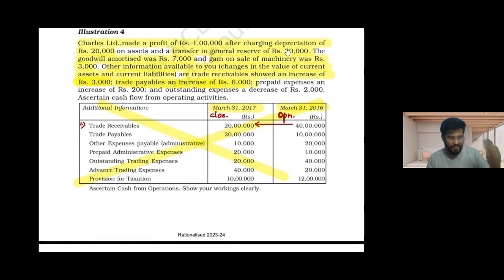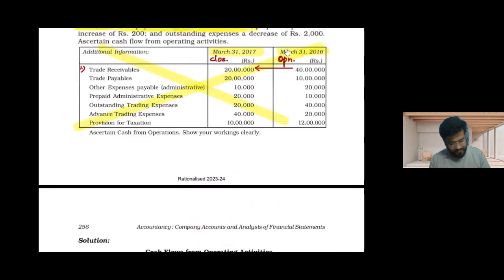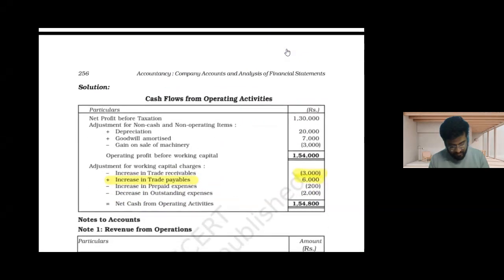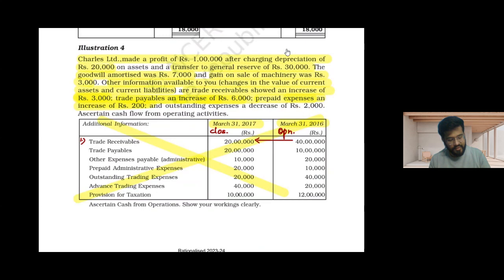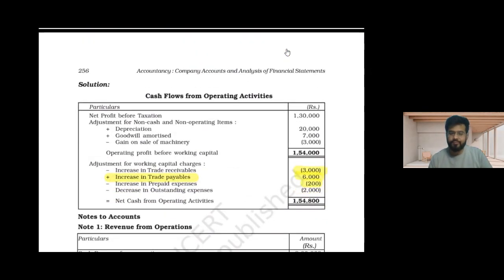Then we have trade payables has an increase of 6,000. So if current liability is increasing, my cash flow will also increase. So plus 6,000, that is increase in trade payables. Then we have prepaid expenses, an increase of 200. My current asset has increased. So current asset increase, that means minus 200. At last, outstanding expenses decreased by 2,000. So outstanding expenses are liability, and if liability reduces, cash flow also reduces, that is by 2,000.